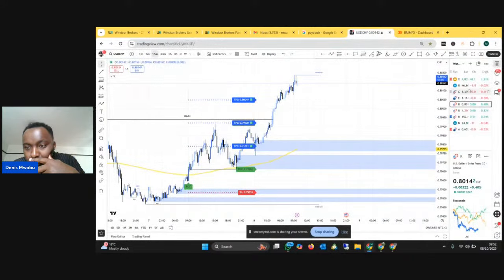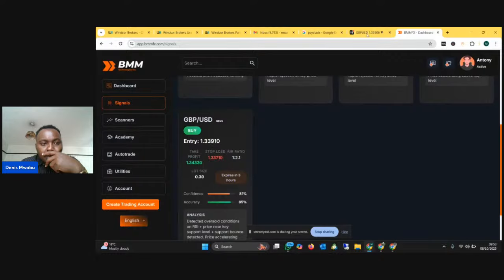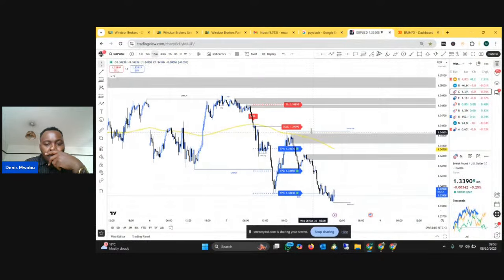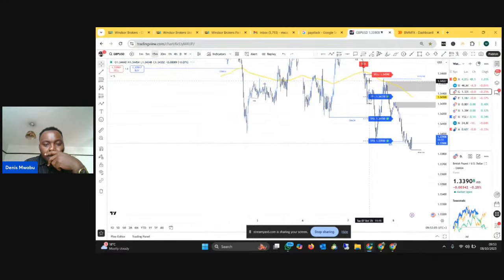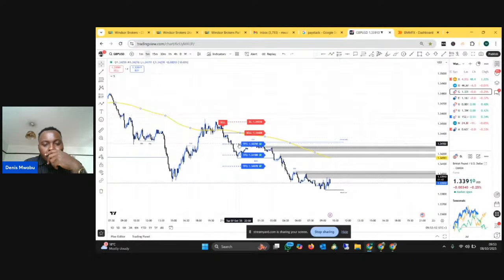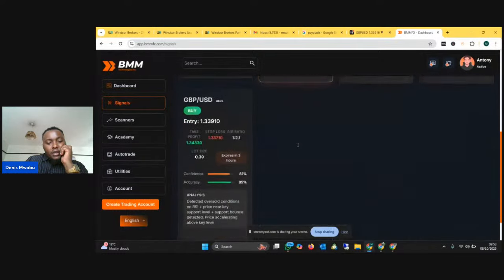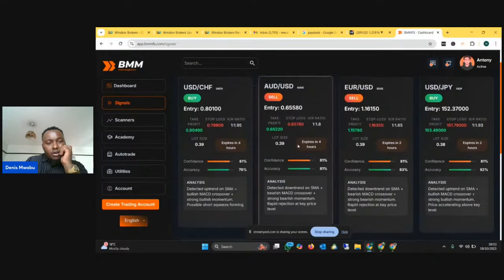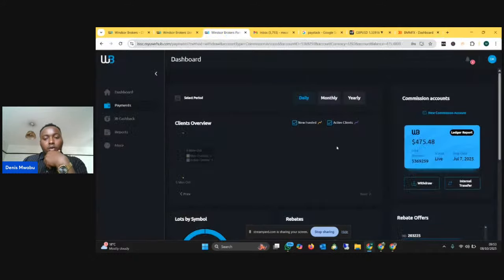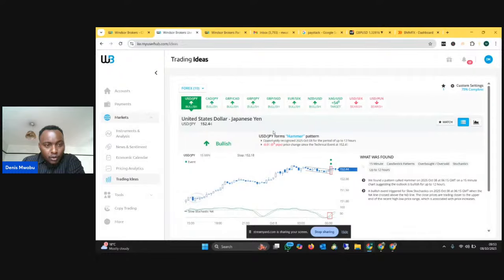Let's see GBP USD, which is saying it's a buy. I don't think we agree with this buy because our BMM is giving us a sell. So for our major pairs, I don't think we have a trade idea right now. We'll come back during New York session and see if we can have a trade idea.